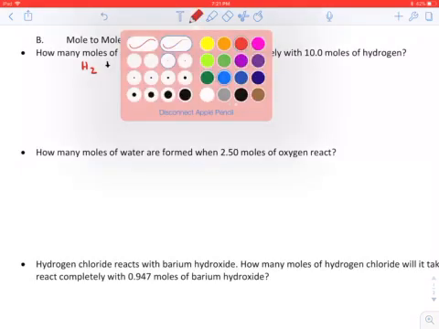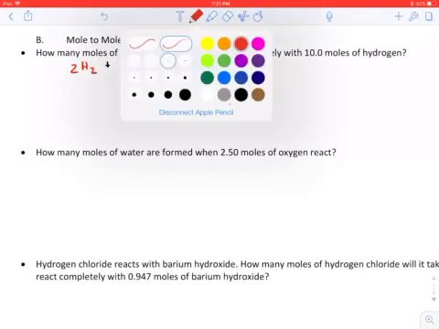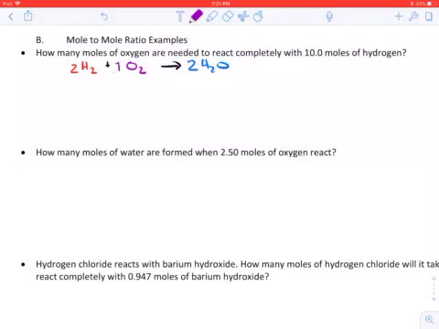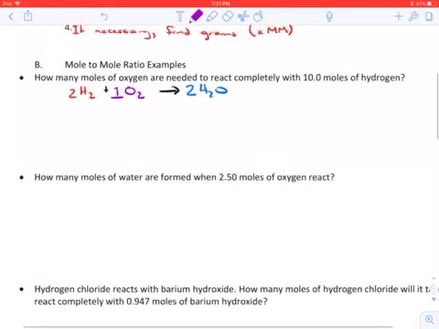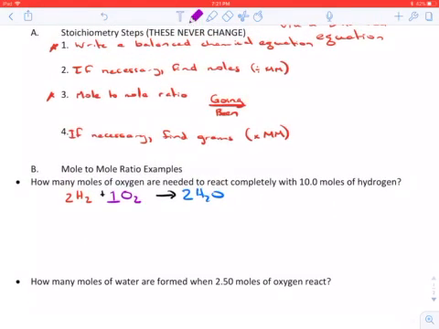I'm going to put a 2 in front of H2O, a 2 in front of H2, and a 1 in front of O2. Now we have our balanced chemical equation. That's step one. Step two says, if necessary, find moles. But we're given moles. We have 10 moles of hydrogen, and we're looking for moles of oxygen. So we're already at moles, and we just get to skip to step three.